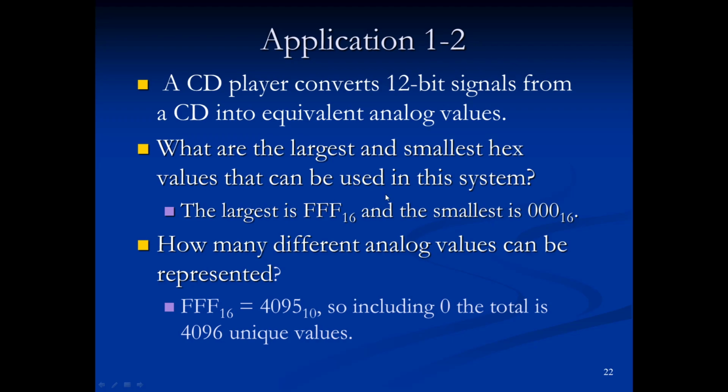So when they ask how many different analog values can be represented, we just take the highest number here and convert that into decimal. FFF converted into decimal, if we were to use the methods that we used previously, we would find out that it's 4095 is the highest value, but it also includes 0. So there are 4096 unique values.